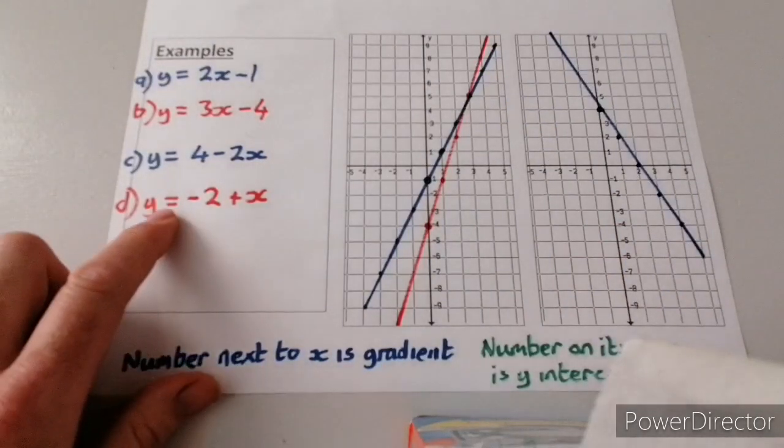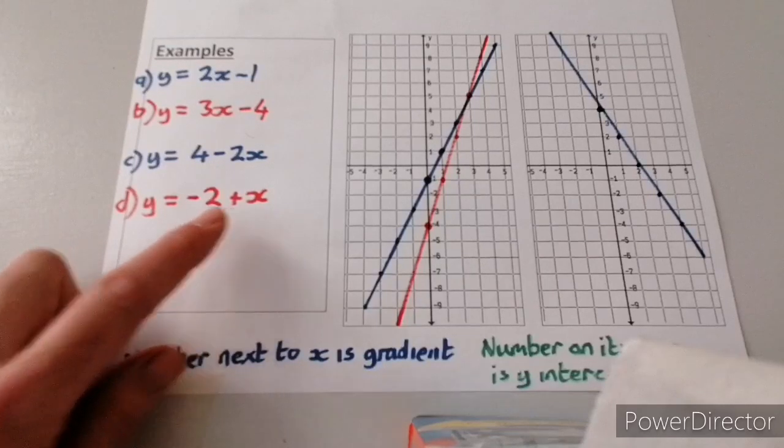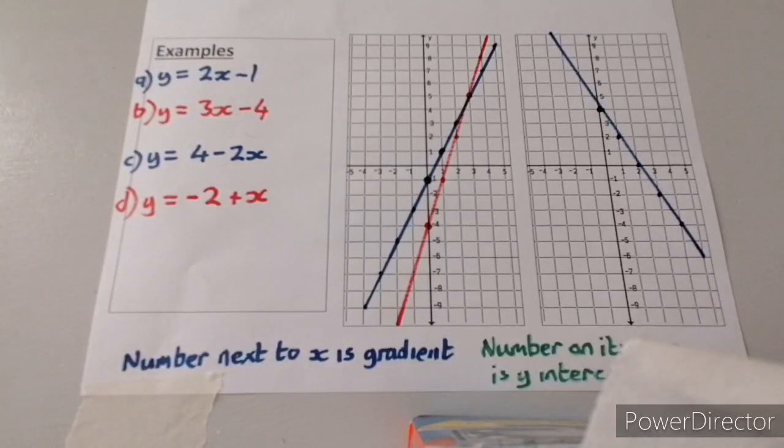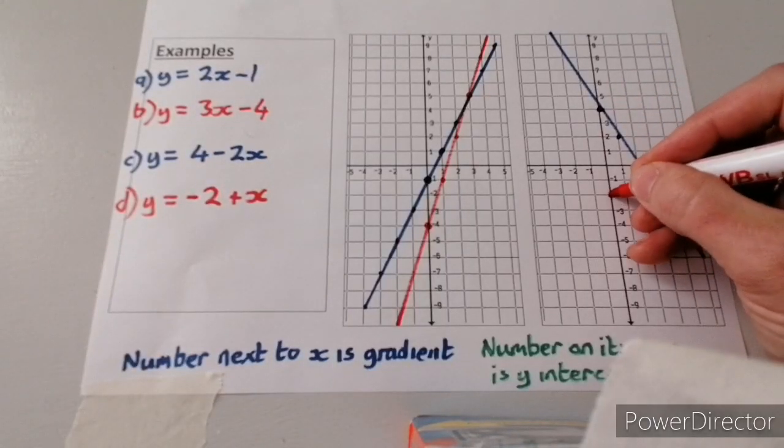So the last one here, y equals -2 plus x. If you pause the video now and have a go at that one. Right, let's plot that one. So the number on its own is -2. So my first dot on the y-axis goes at -2.